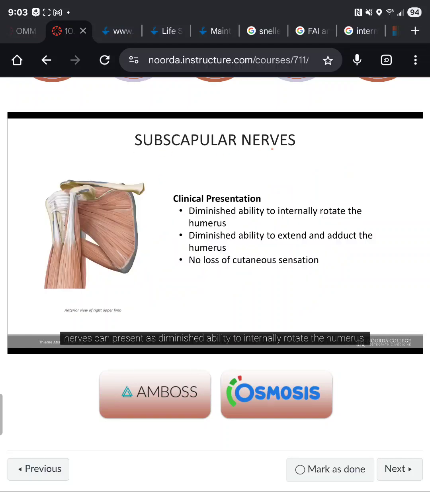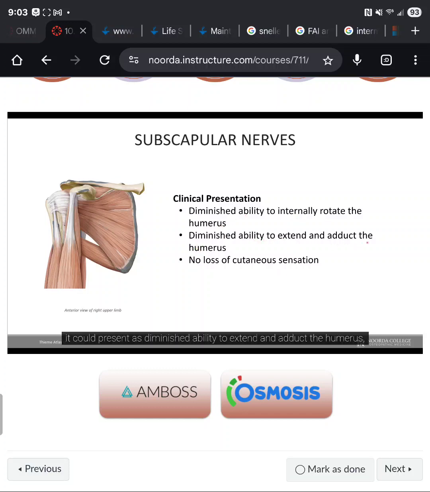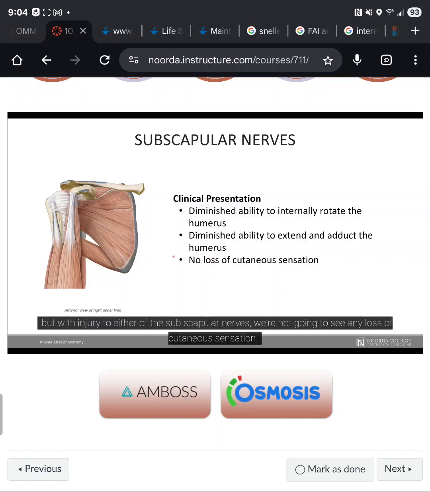Injury to the subscapular nerves can present as diminished ability to internally rotate the humerus. So the humerus may be externally rotated since they can no longer internally rotate or they have weakness there. It could present as diminished ability to extend and adduct the humerus. But with injury to either of the subscapular nerves, we are not going to see any loss of cutaneous sensation.